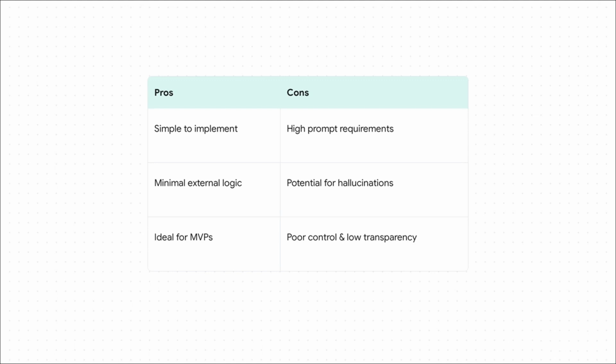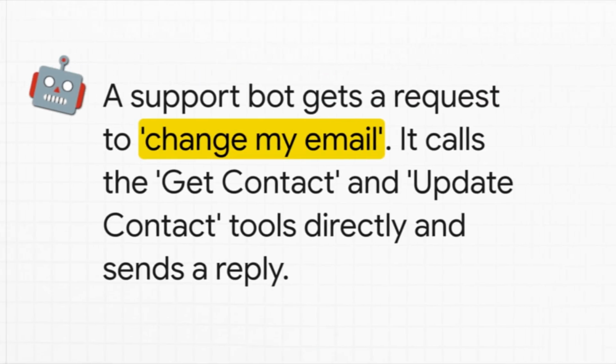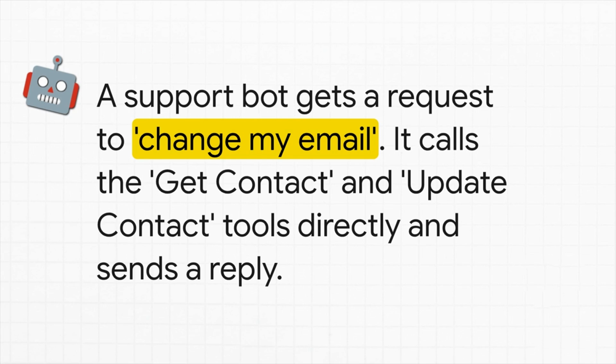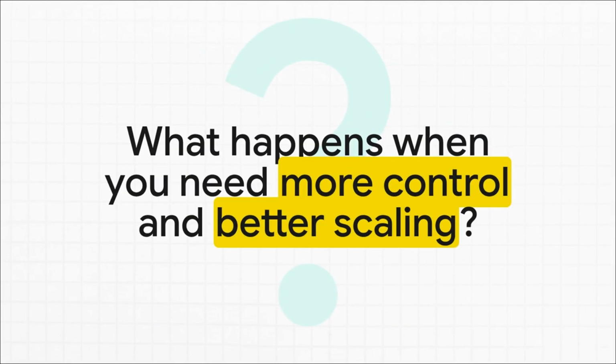Let's make this real for a second. Imagine a simple support bot. A user messages, "Hey, can you change my email?" The agent kind of looks at its toolbox, sees get contact and update contact, figures, yep, I need both of those, runs them, and then sends back a reply. It works. Sure, it's simple, it's direct, but you have no idea how it decided to do that. It's a total black box. And right there, you hit the wall. This simple model is fine for simple stuff, but it just doesn't scale.